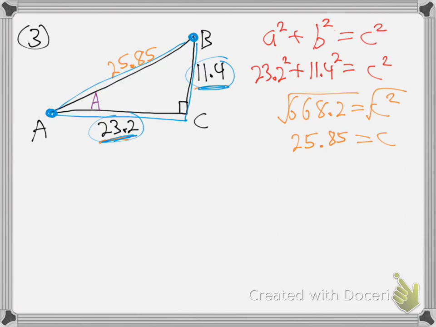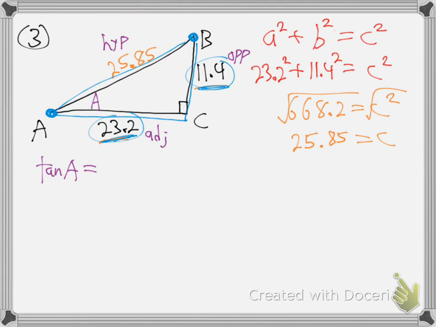Kevin, right? Yeah, Kevin. So if we did like a tangent of angle A, then it would be like 11.4 over 23.2. Yeah, because this is opposite, this is adjacent, this is hypotenuse.